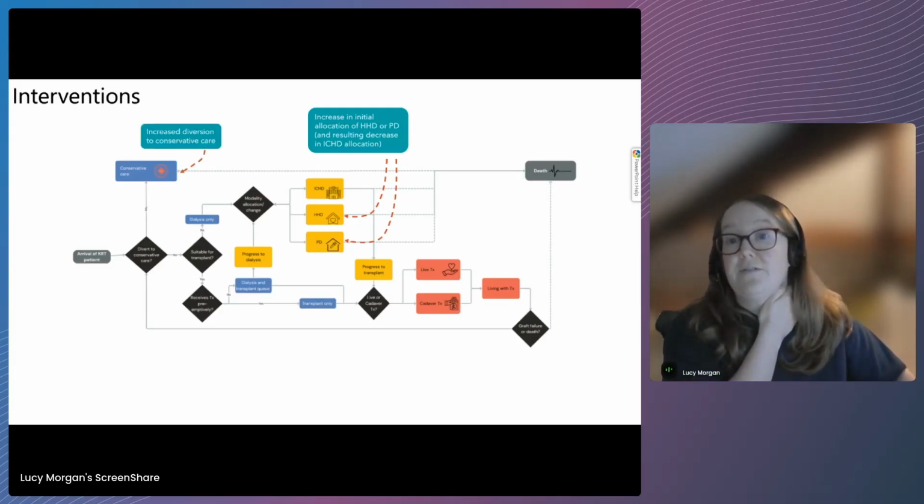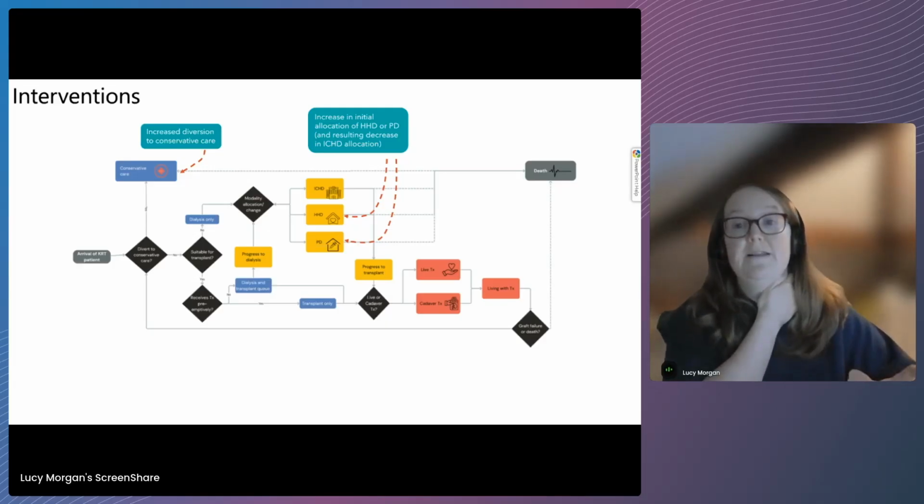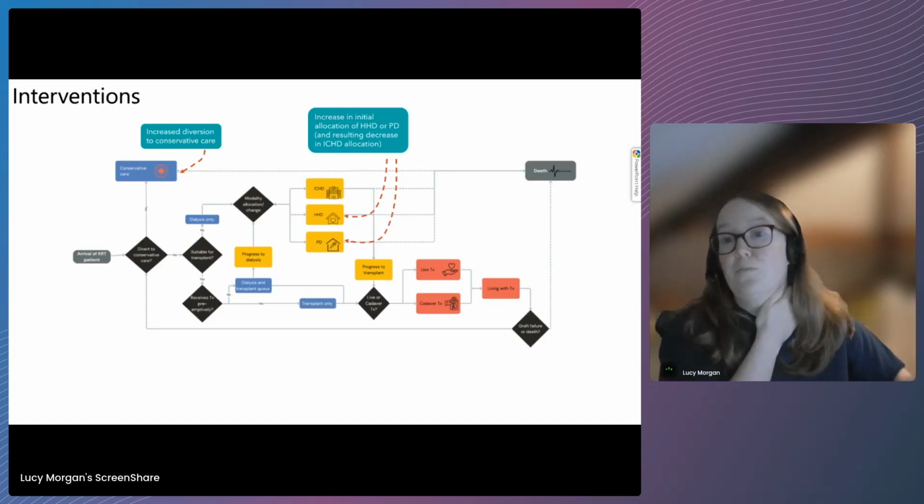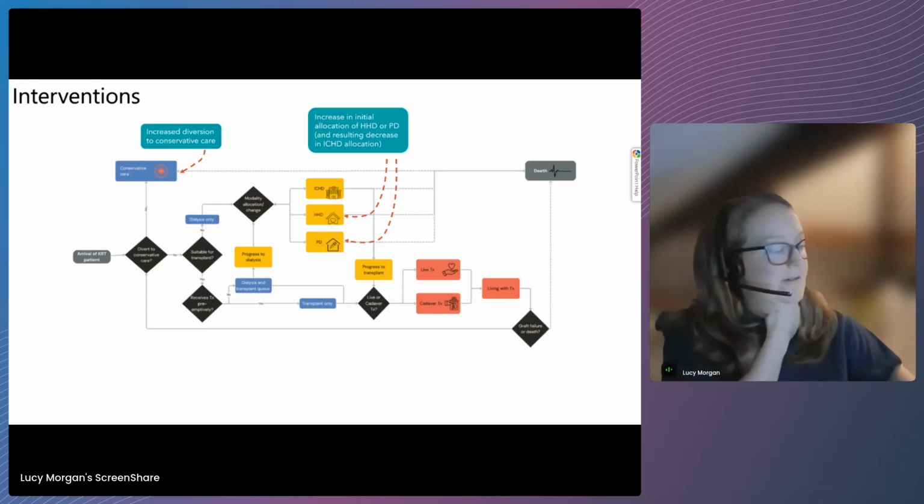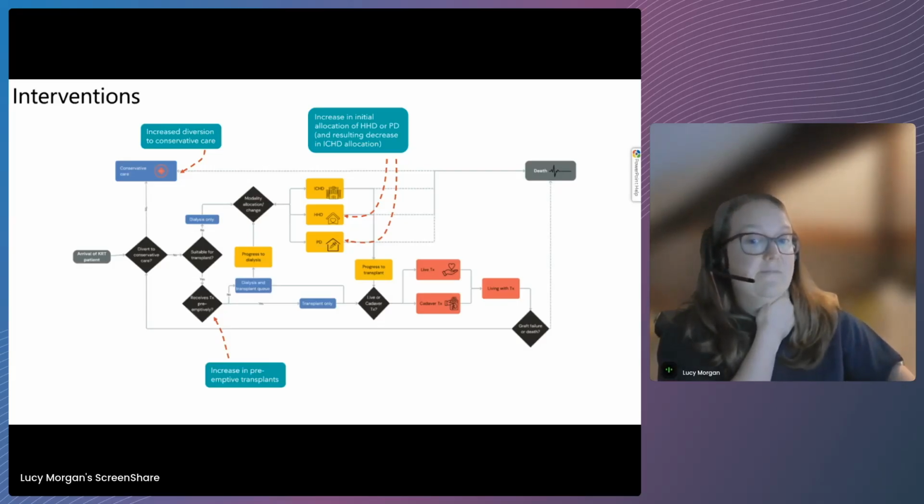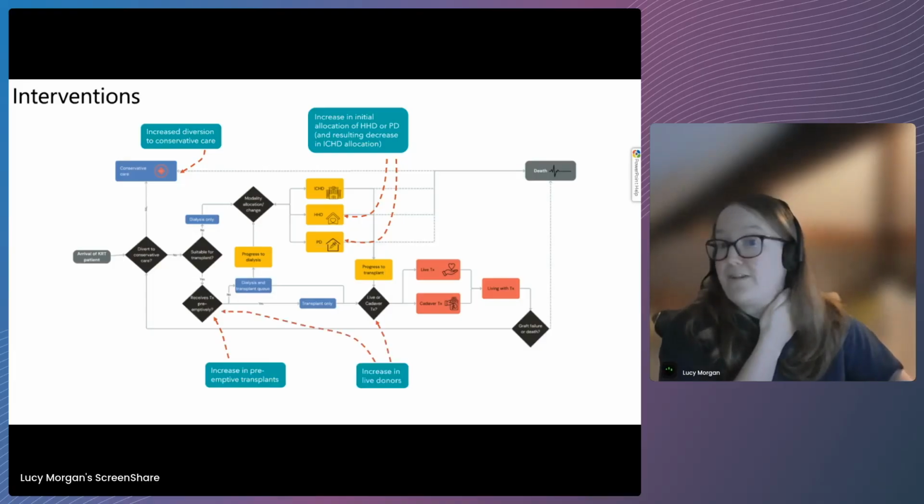Increasing diversion to conservative care: we wanted to build that into the model because there is a view that perhaps in some situations more people are being put onto dialysis than is potentially good for the patient. So we were looking at the impact of potentially increasing that in the future. Increasing preemptive transplants: some hospitals do this really well. They get a patient in, they work them up very quickly for a transplant, and then they get the transplant done within a number of days.